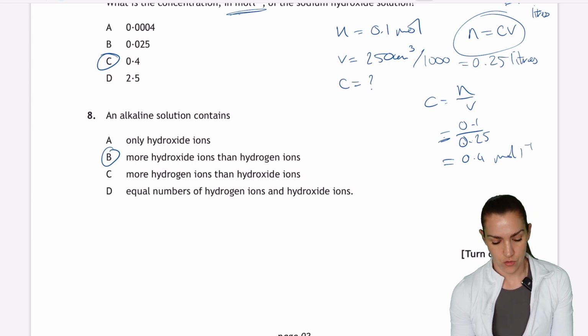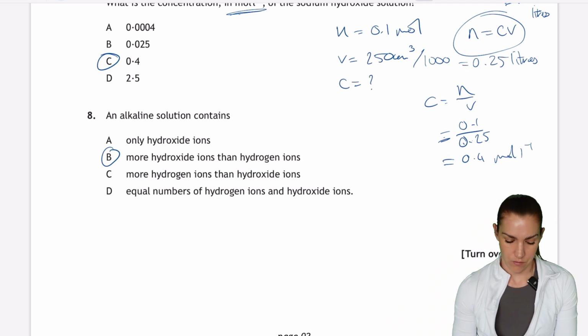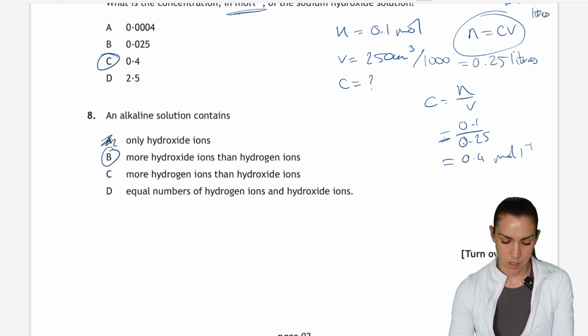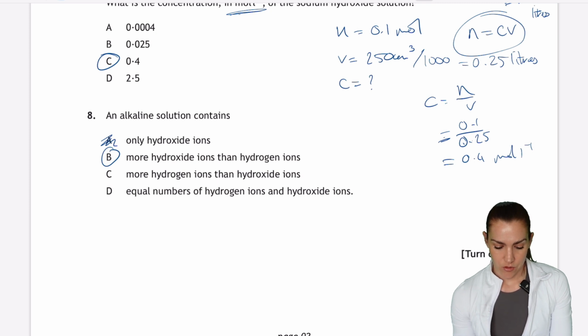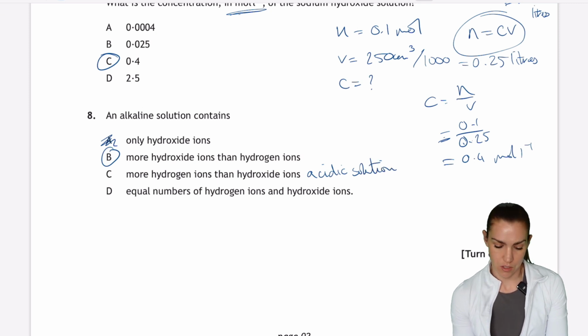A can never be true. You can never only have one type of ion. You will always have a mixture of both the hydrogen and hydroxide ions, so that's never true. More hydrogen ions than hydroxide ions, that's for an acid solution or an acidic solution. And the statement at the bottom, the equal concentrations, is for neutral water.